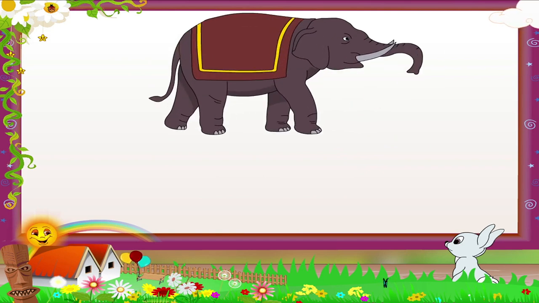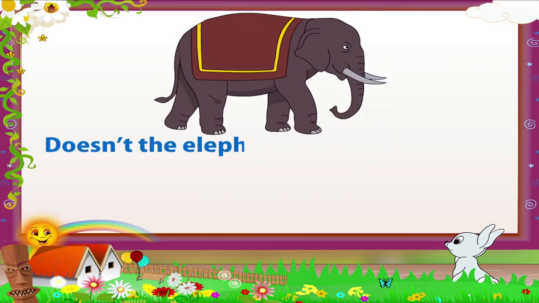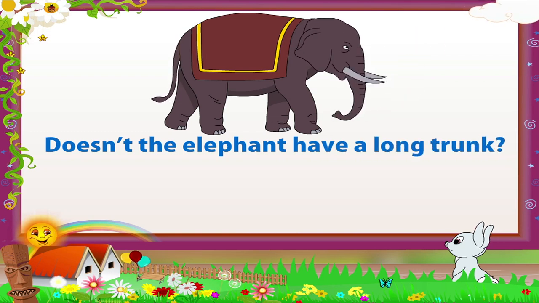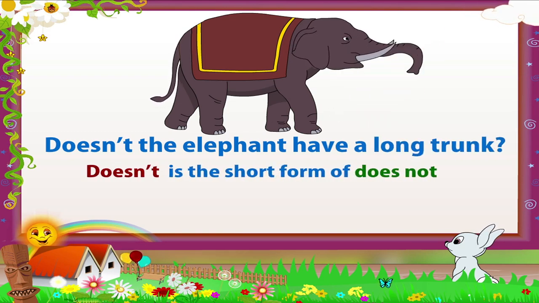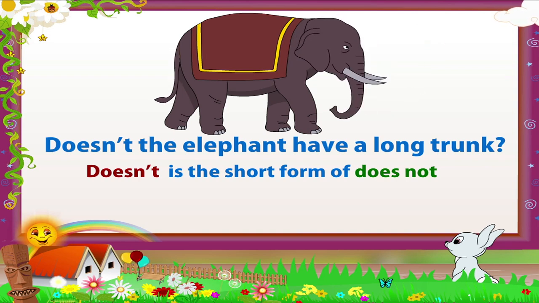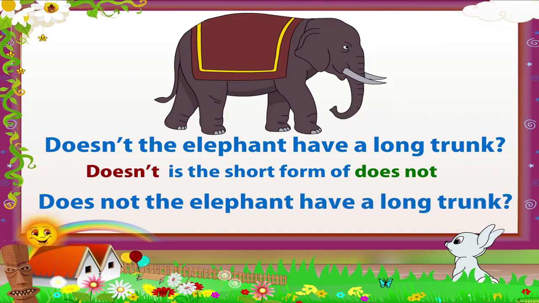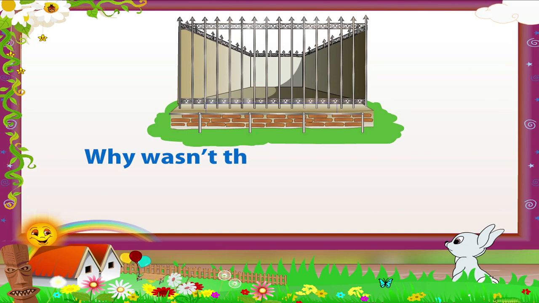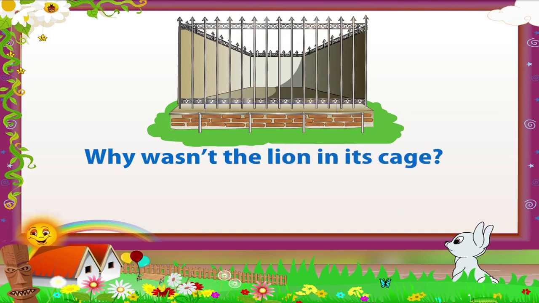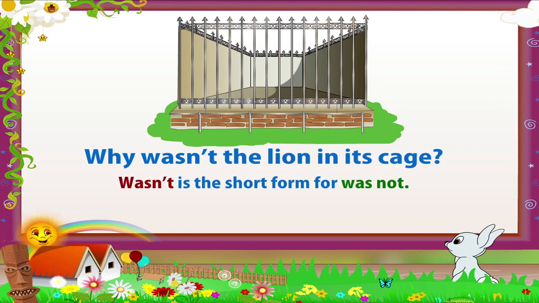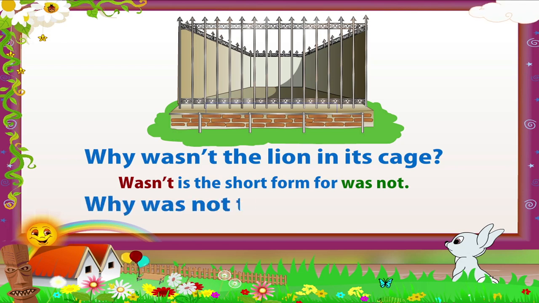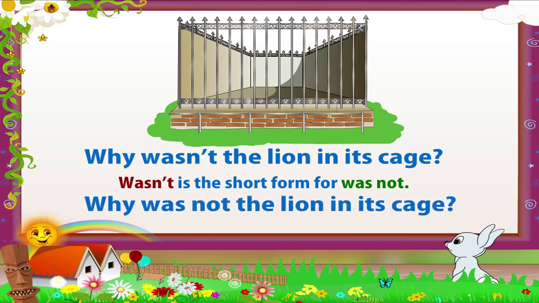Now look at this sentence. Doesn't the elephant have a long trunk? Doesn't is the short form of does not. Does not the elephant have a long trunk? Why wasn't the lion in its cage? Wasn't is the short form for was not. Why was not the lion in its cage?